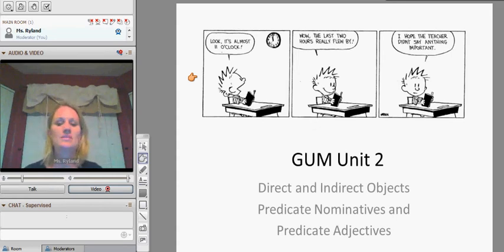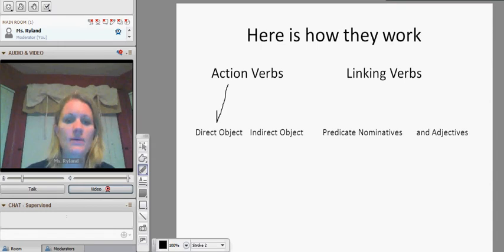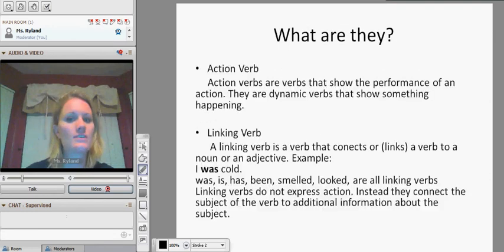So GUM Unit 2 is about direct and indirect objects, predicate nominatives, and predicate adjectives. You're probably thinking I'm speaking a different language at this point. But by the end of this video, maybe the second, third time, maybe even the first time, you're going to understand what this is about. So here's how they work. Action verbs are always linked to our direct and indirect objects. Linking verbs are always linked to our predicate nominatives and our predicate adjectives. And I'm going to show you how this works.